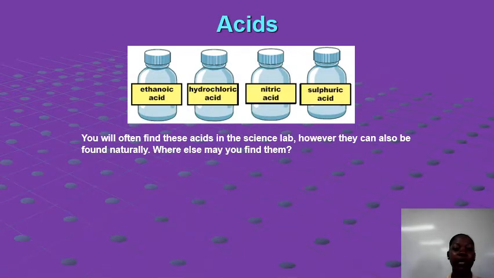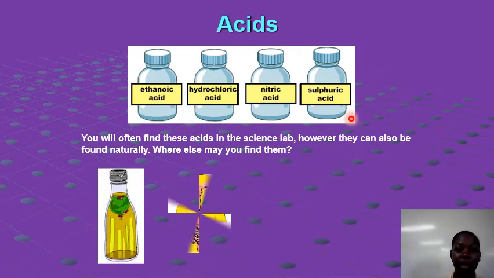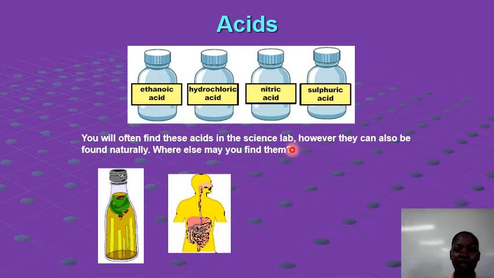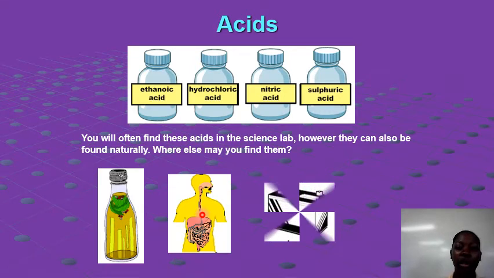So here we have some examples of acids that we find in the lab: ethanoic, hydrochloric, nitric acid, sulfuric acid. What do these all have in common? They all end in acid. Very good. If we look at this diagram here, we have vinegar. And what about this right here? Remember, in the stomach we have a very, very strong acid. Who knows the name of that acid? Very good, hydrochloric acid.